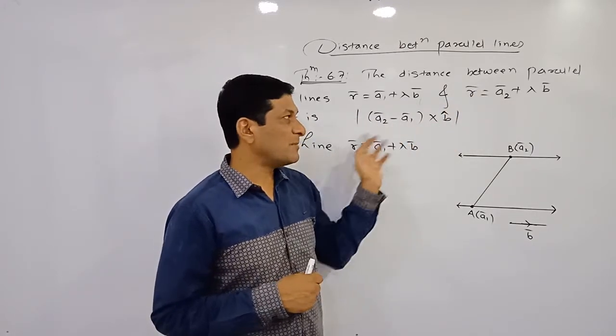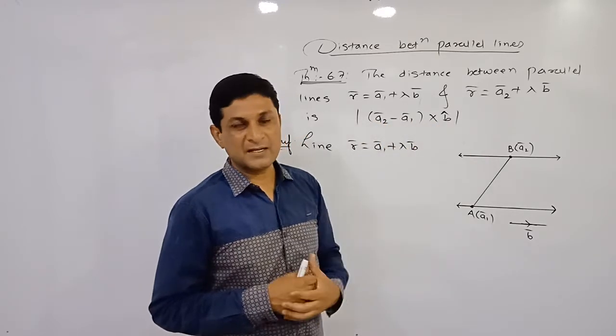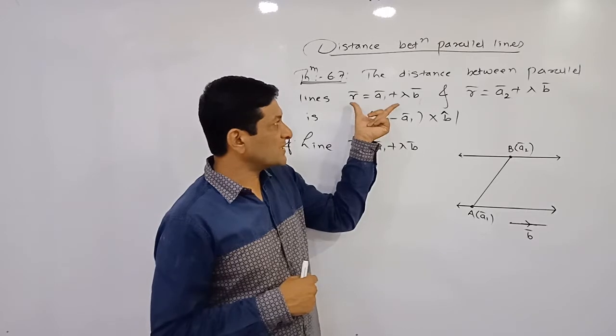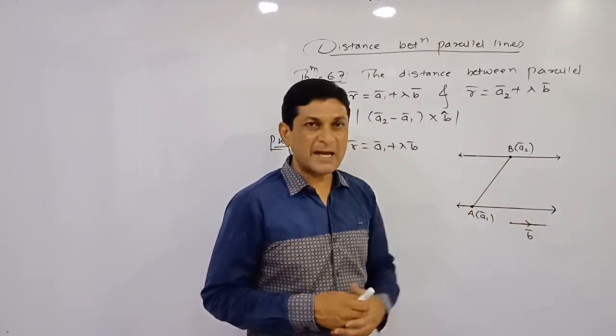So what is that formula? Magnitude of a2 bar minus a1 bar cross b bar. So now here the first line is given to us. These two lines are what? Parallel to each other. These two lines are parallel to each other.